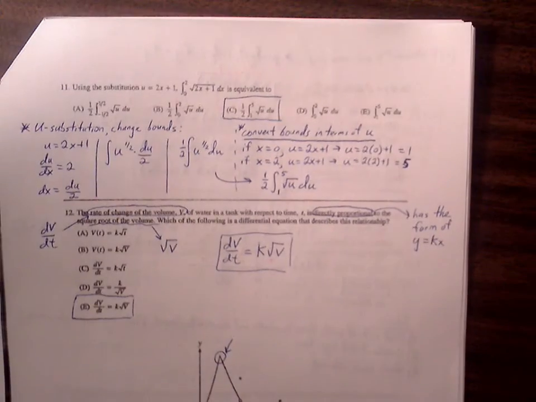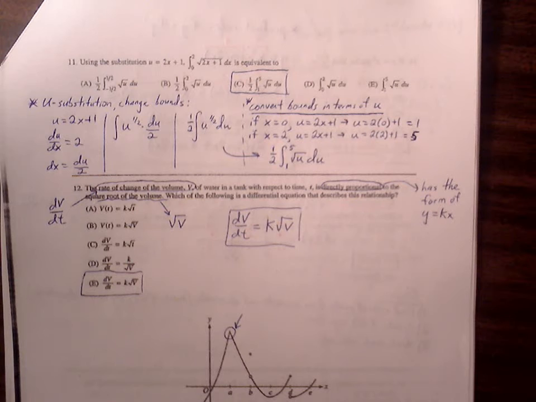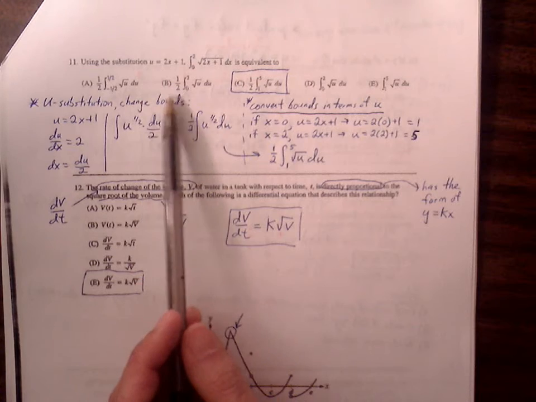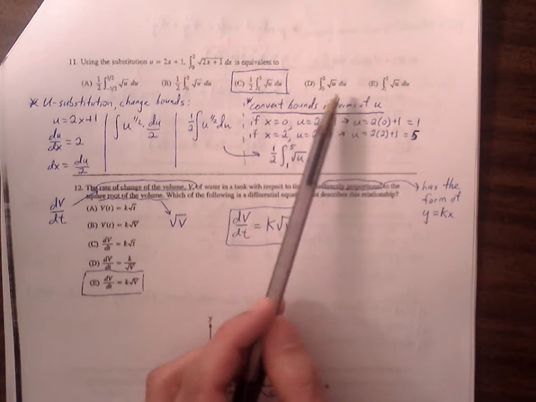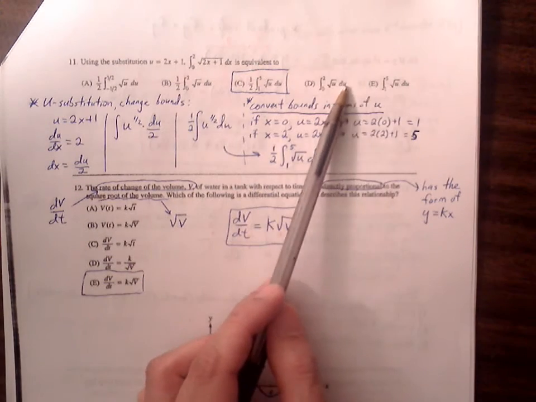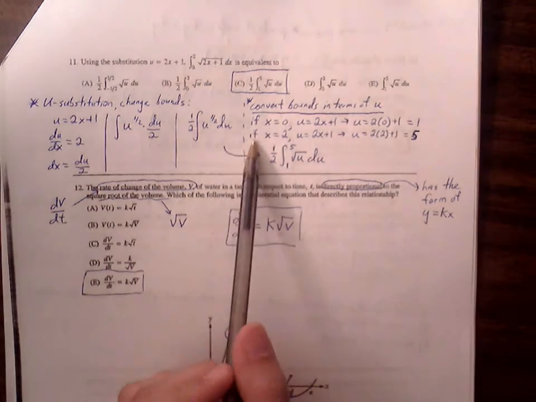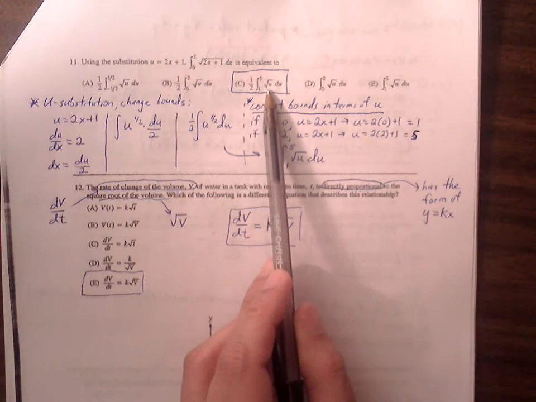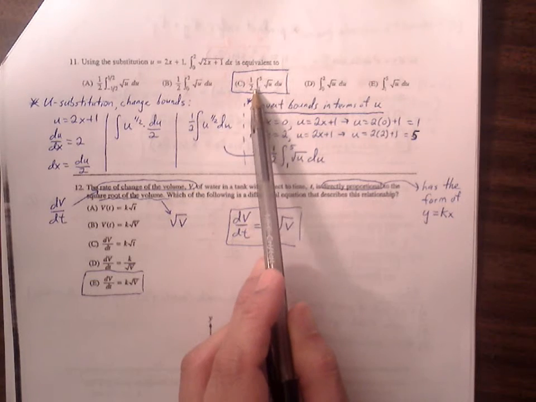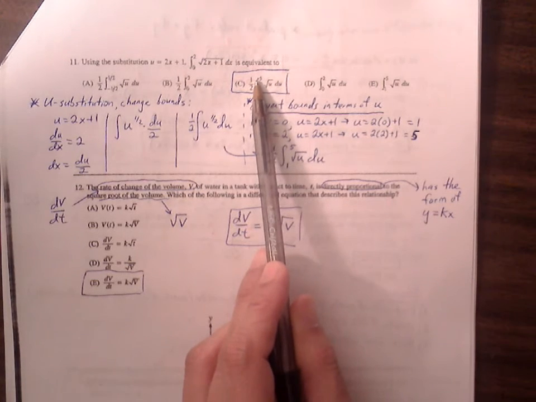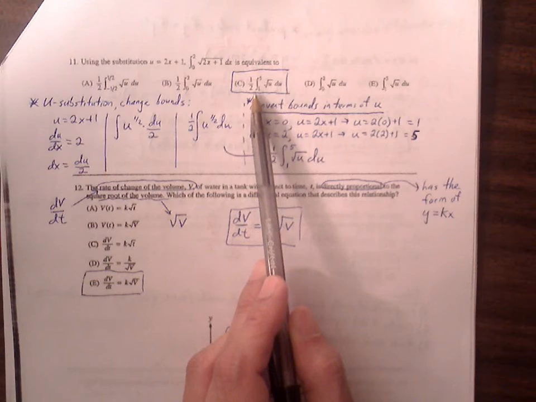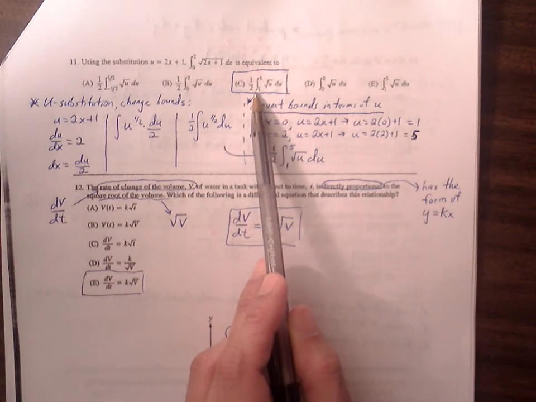Number 11, using substitution, u equals 2x plus 1, evaluate or find an equivalent evaluation of the definite integral from 0 to 2 of the square root of 2x plus 1. Now, if we look, all these answer choices are in terms of u. So that's an indication that we're going to use substitution to make it match one of these forms. But one thing we have to be careful about is notice that all these terms also have bounds. And something that is not as apparent is that these bounds are also in terms of u. That's important to note.